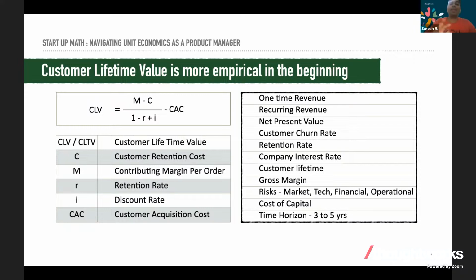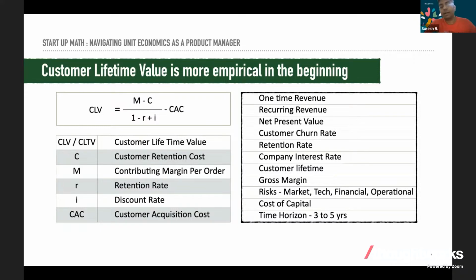Do not say that I'm going to retain 50% of my customers. No. Even applications like Netflix or Disney have a retention rate of 10 to 20%. They have very high churn. So one takeaway is please keep your retention rates very conservative.